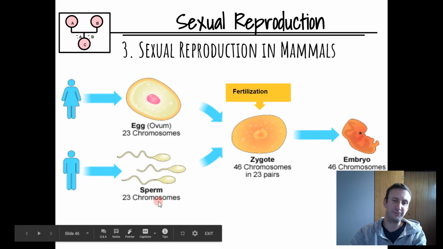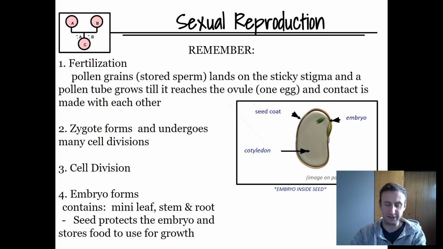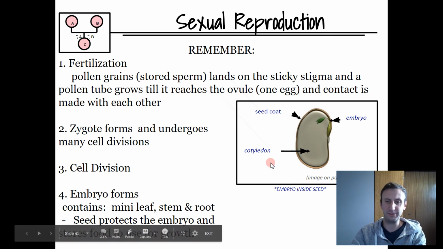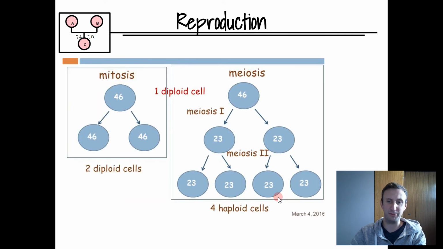So a little bit different in that when I have the plant, I've got the pollen and then it lands on the stigma. Then I have a pollen tube and it meets up with the egg. And then from there I have a seed produced. This is similar in that I still have an egg and a sperm, but the process is quite different in mammals. Now let's talk about mitosis versus meiosis.